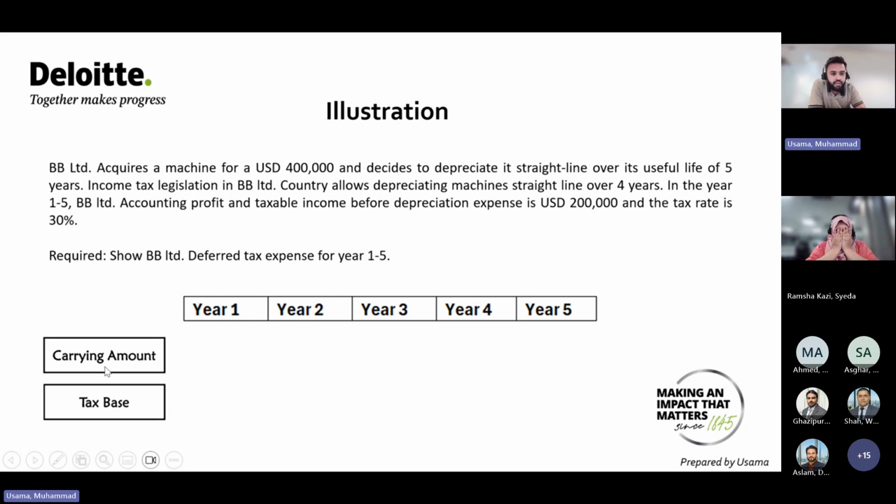So we first need to identify the carrying value and the tax base. Here we can see that the accounting standard says that the useful life is 5 years. So the company is depreciating 4 lakh over 5 years. But in income tax laws, it is allowed to depreciate over 4 years. So the depreciation would be different for income tax and accounting standards. Therefore, the deferred tax arises. So our first step would be to compute the carrying value.